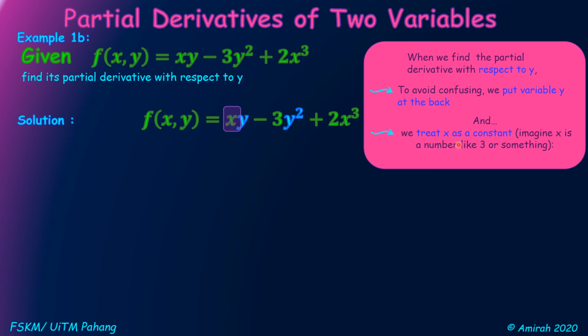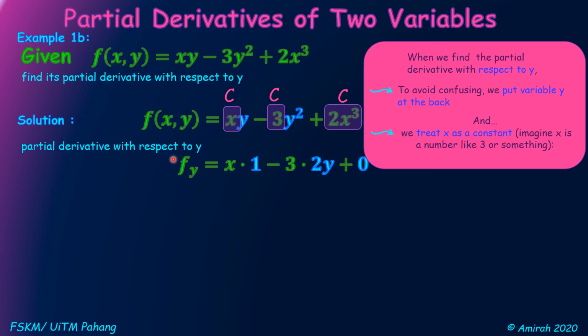Now we treat x as a constant, because we want to find its derivative with respect to y. So 3 is also a constant, and x we treat as a constant, so 2x cubed is also a constant. And then we can find the partial derivative with respect to y. The symbol for partial derivative with respect to y is f with subscript y.